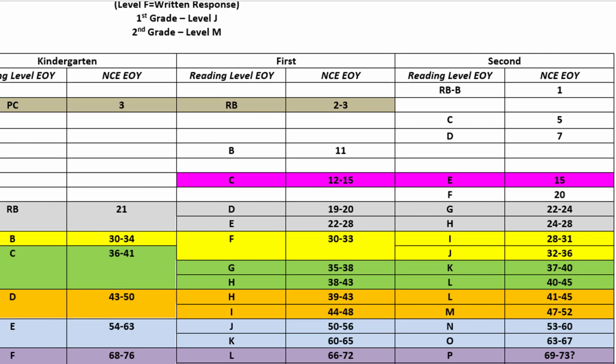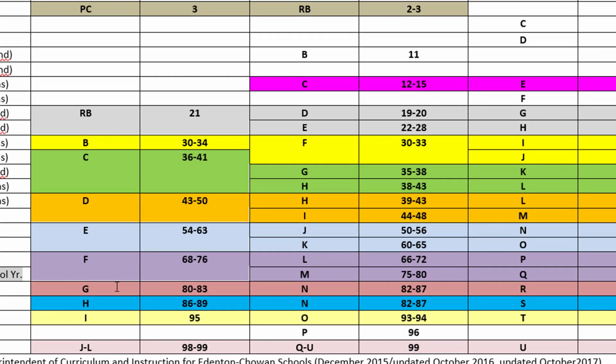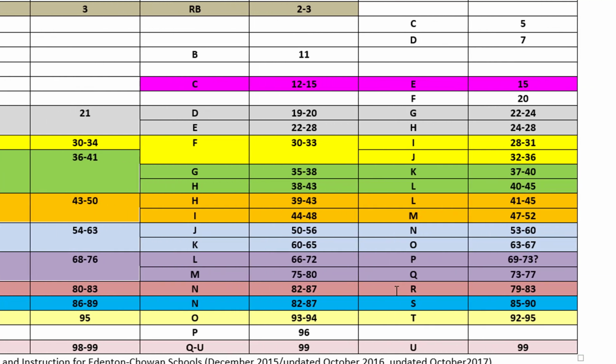If we take another example, this letter G at the end of kindergarten would be a very high performing student. So their NCE was between an 80 and an 83. When they moved to the first grade, in order to maintain that 80 to 83, they would have to be somewhere between that M and N. And then to maintain that same level when they get to the second grade, they would have to be at an R. So this is 3 years worth of data.